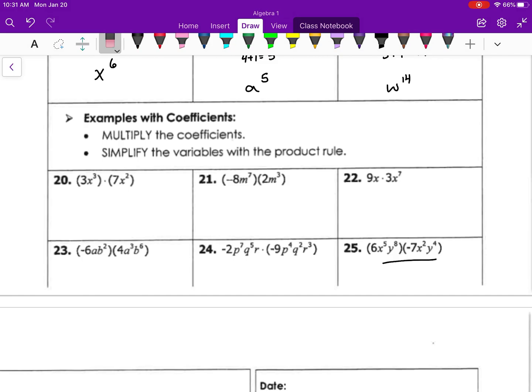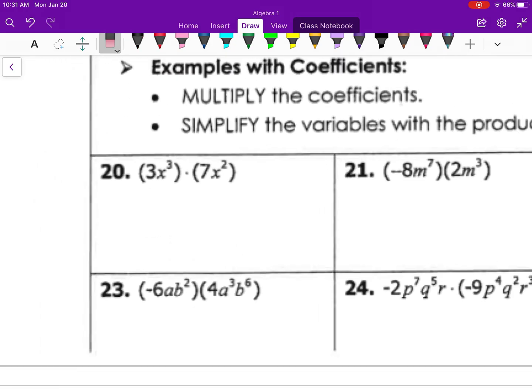But before we cover those, I want to touch on what happens with coefficients. It's the numbers in front. You're still doing a multiplying problem, so you would still multiply numbers normally. So I still just do 3 times 7. That is 21. And then for my variable, I've got x cubed and x squared. 3 plus 2 equals 5, so it would be x to the fifth.